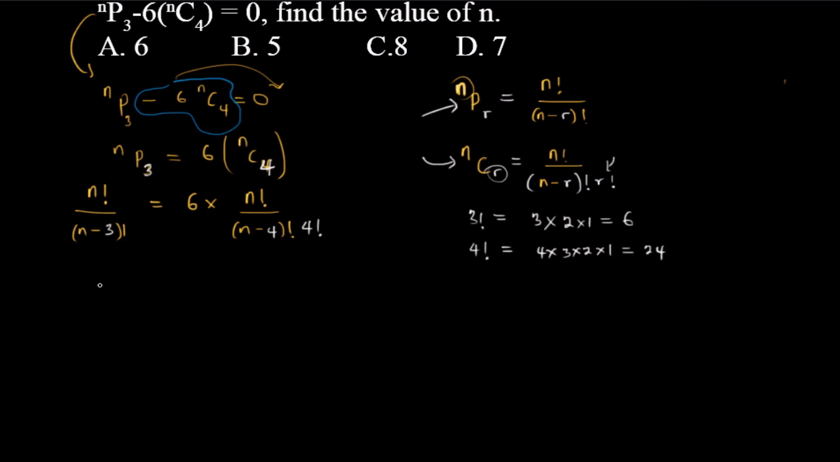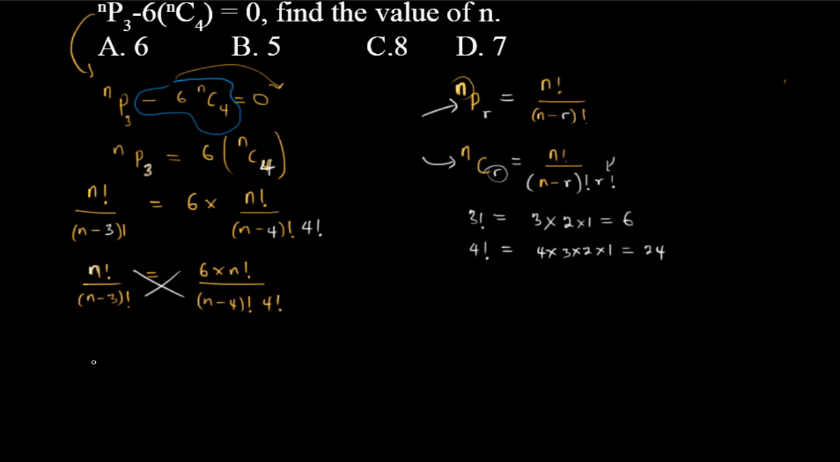So let me go ahead and simplify this. What I have here is n factorial divided by n negative 3 all factorial. Whenever you write the factorial, it goes along with the preceding term there, so don't write n separate and factorial separate. That's a fallacy. So 6 times n factorial divided by n negative 4 factorial and then 4 factorial. Now what we're going to do is cross multiply.